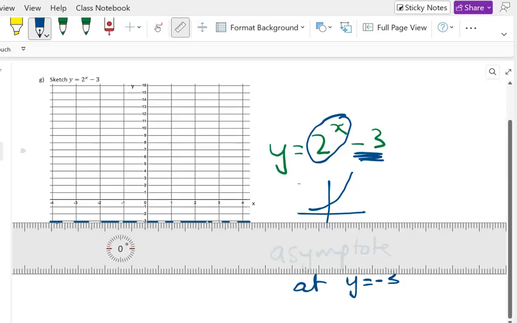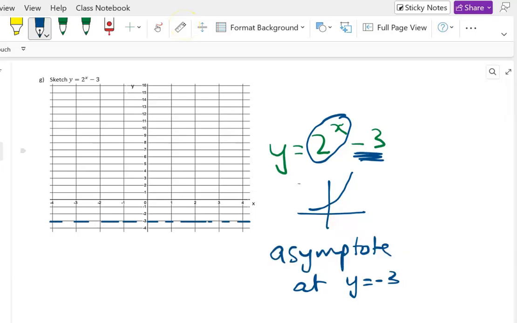There we go. The reason that this graph is never going to reach -3 is that if I just look at the 2 to the x part, 2 to the power of anything has got to be a positive number. It can never get to 0, right? So when I take 3 off it, I can't get to -3.